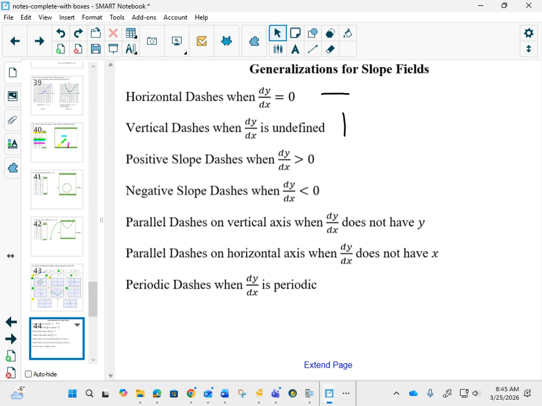So positive slopes, derivative is positive, because the derivative is just the tangent line slope. So that makes sense. Negative slopes, derivative is negative.